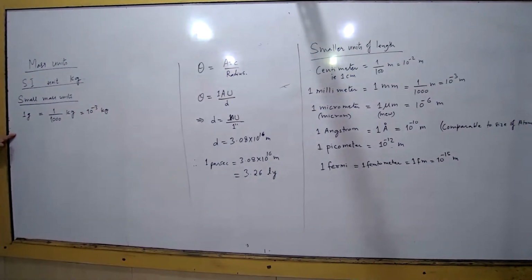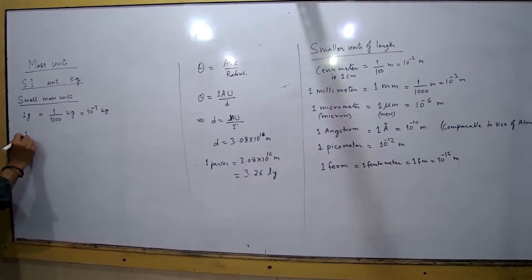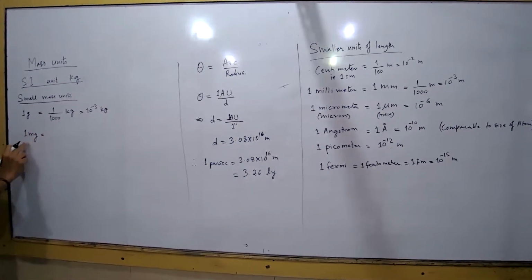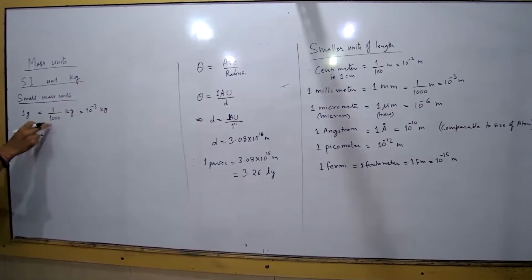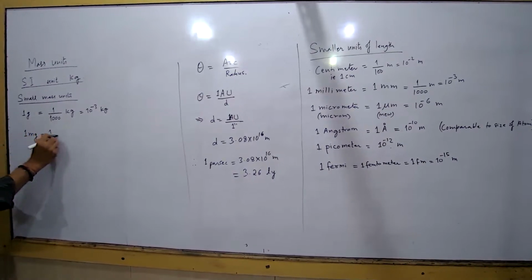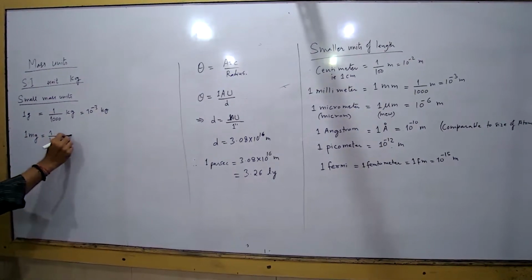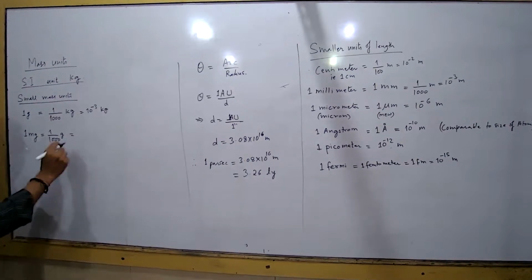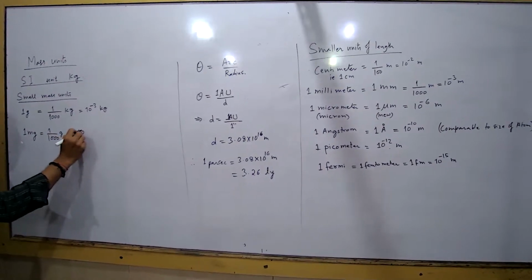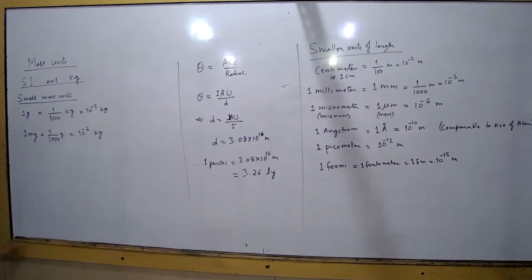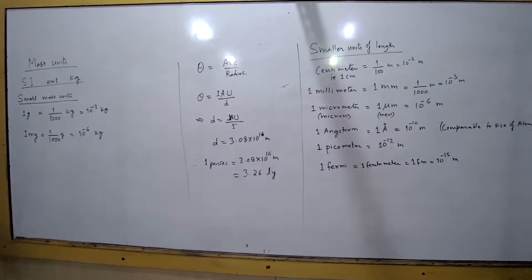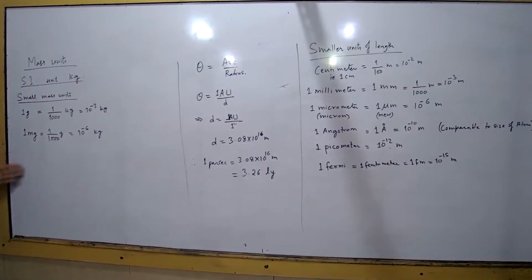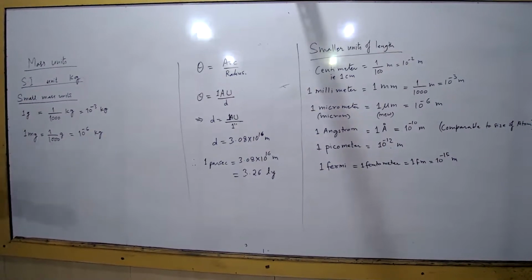Likewise, you have 1 milligram. When you put prefixes, 1 milligram will be 1000th part of 1 gram. So how much is this now? 1 gram is 10 raised to minus 3 kg, so this will be 10 raised to minus 6 kg. Standard unit is kg, so any smaller unit has to relate to kilogram. Likewise, you can have microgram. You can go on with all those prefixes.